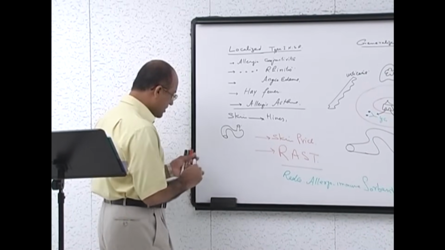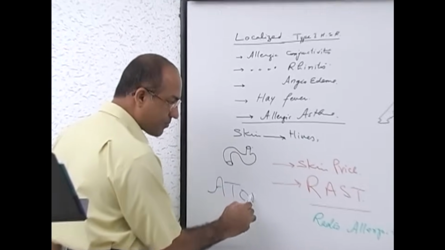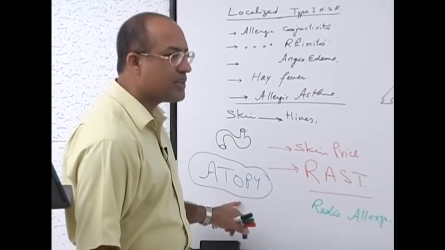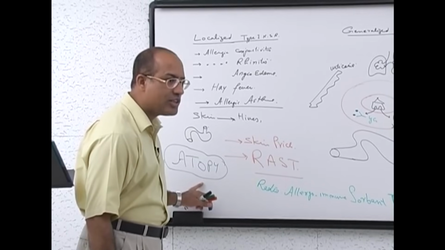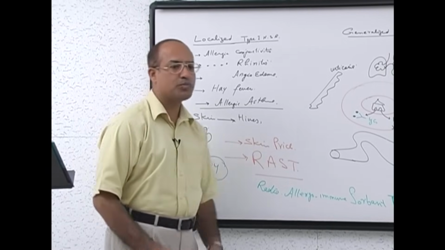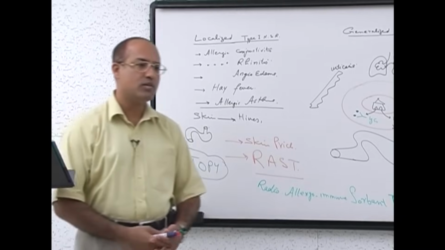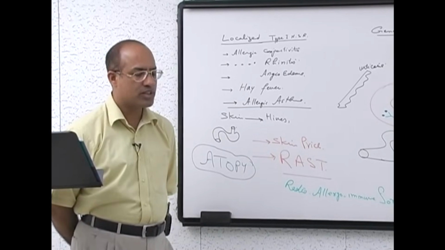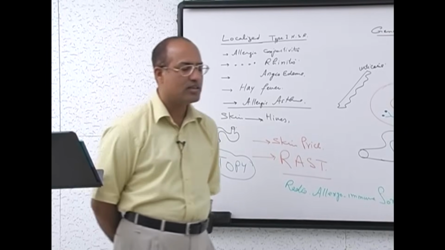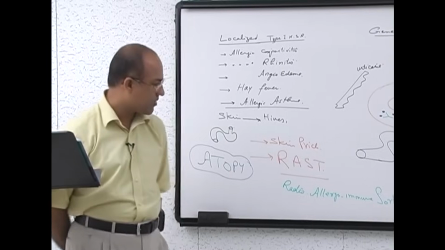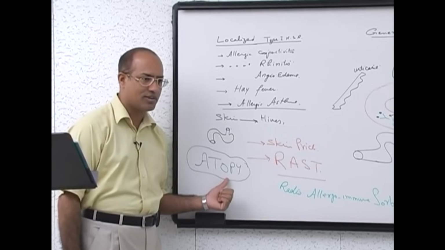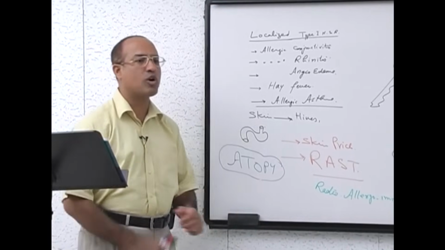Now another thing which I want to mention is the concept of atopy. Have you heard of the word atopy or atopic tendency? Atopy is a familial tendency to make IgE more frequently against the common environmental substances to which most of the population is inert, or non-reactive, right?